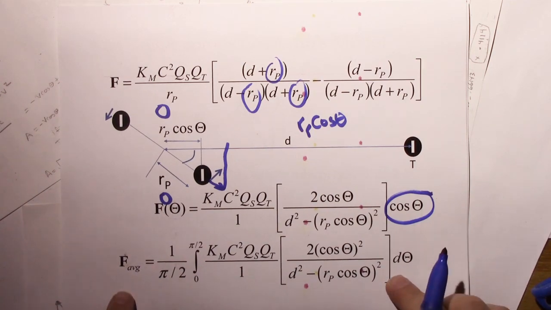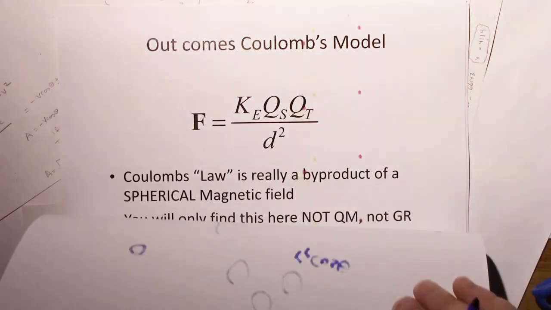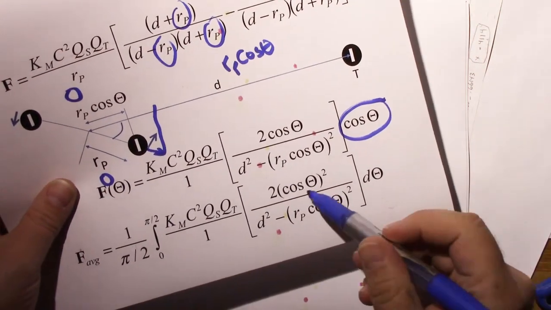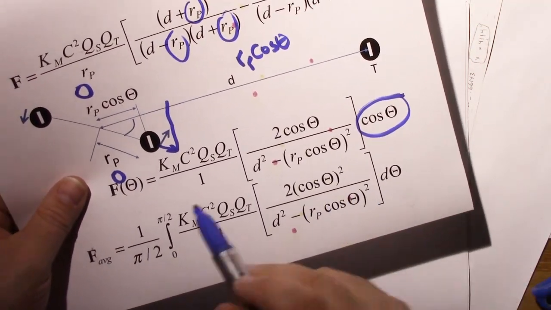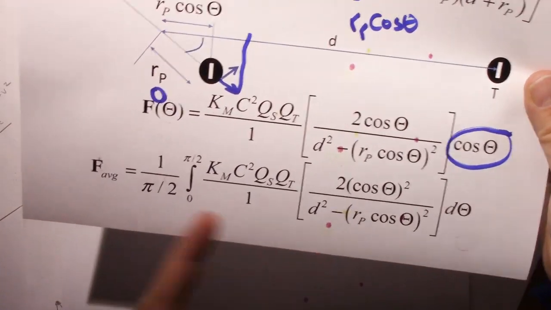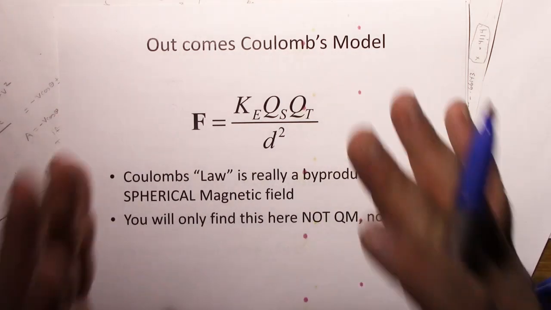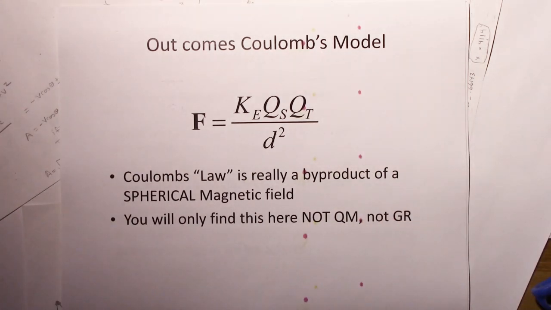Once you evaluate this average, bada bing, bada boom. I had to do it numerically because I could not figure out how to do that integral manually. If somebody knows how to resolve this integral manually, I'd be very appreciative if you show me how. I did this on a computer and resolved it numerically. It was pretty simple to do. The answer comes out exactly the same as Coulomb's model.